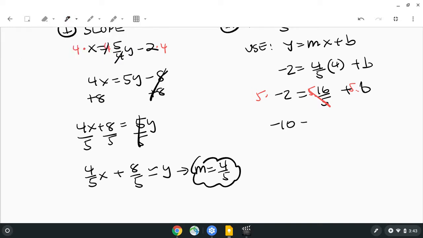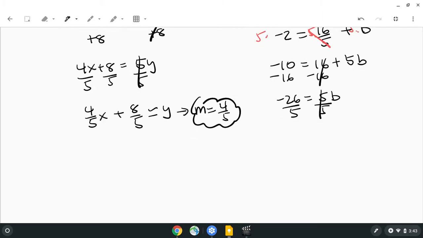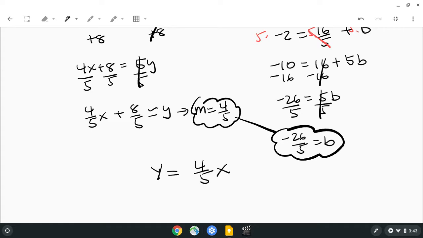Okay, so -10 equals 16 plus 5b, solving for b, subtract 16. You get -26 equals 5b. Divide both sides by 5. And you should get -26/5 equals b. All right, there we go. We have our m and we have our b. So we can write the equation y equals 4/5 x minus 26/5. And that would be the answer.